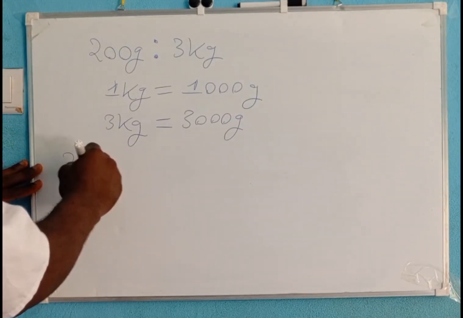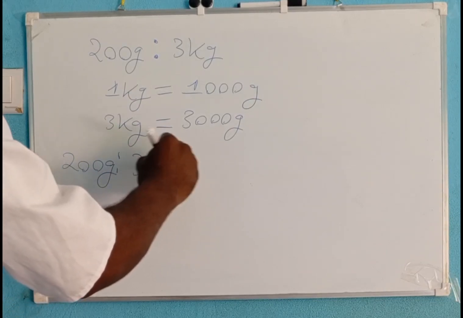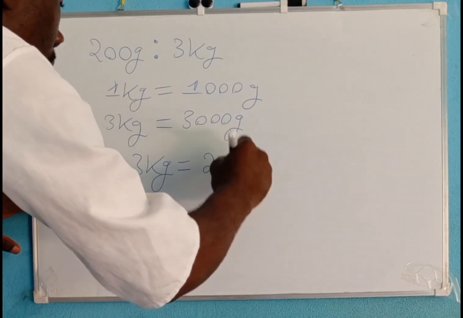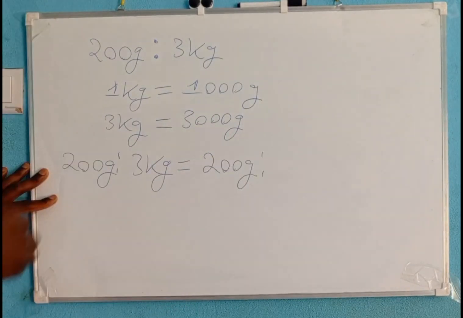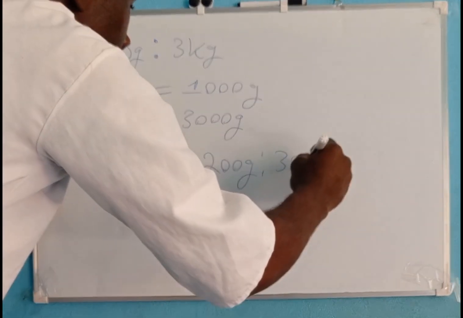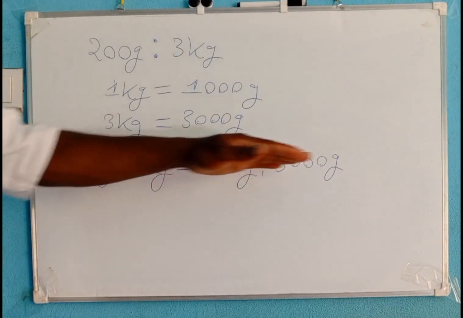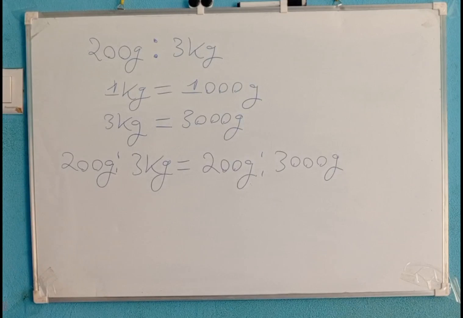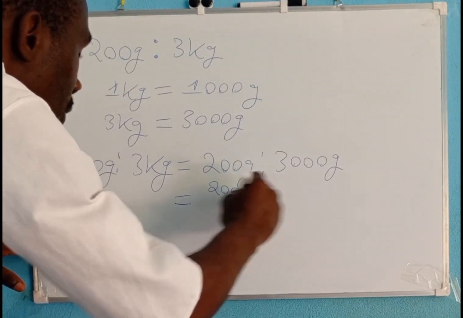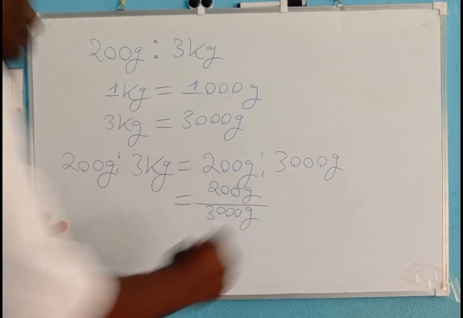Therefore, 200 grams is to 3 kilograms will simply be equal to 200 grams is to 3000 grams. Now you will see they both have the same units. Now we are going to express the ratio in the fractional form. This will give us 200 grams all over 3000 grams.